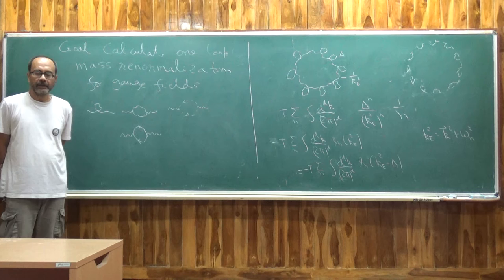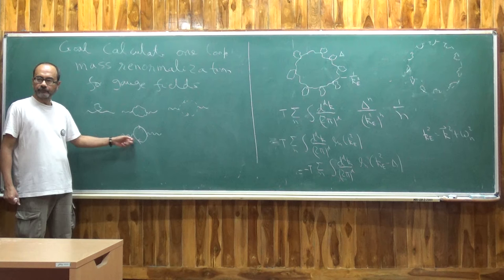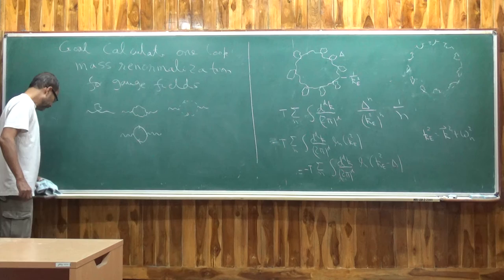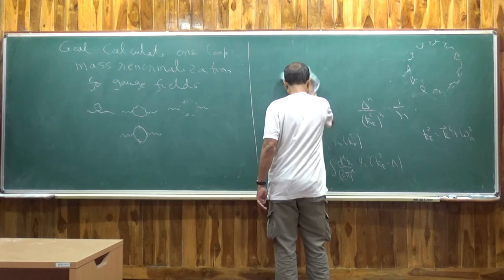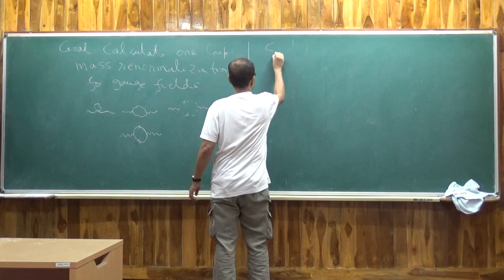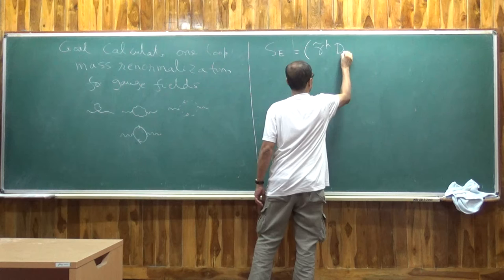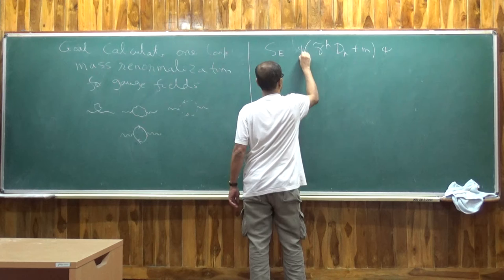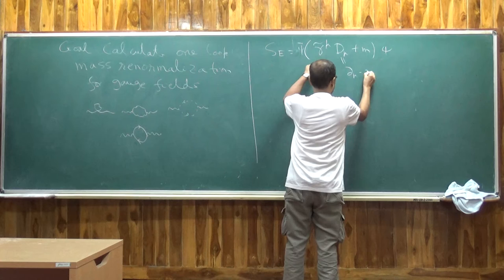Okay, so let's start calculating this. The first thing you have to do is to determine this vertex, right? Because there is a 3-point vertex of gauge fields and fermions. So let's look at the action to determine the vertex. So S, the Euclidean action, had this structure: psi bar, gamma tilde mu D mu plus m, psi, and D mu was del mu minus i g A mu a.